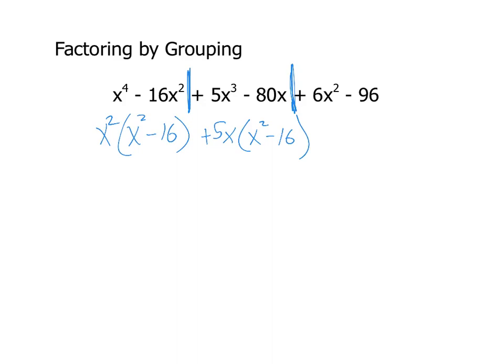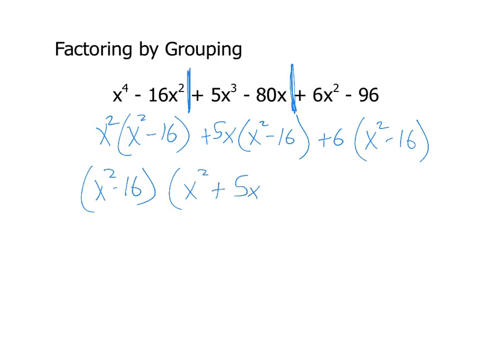And one last one then. I think I know what you're thinking. There's going to be another x squared minus 16 there. And in order to get the term above it, I need a positive 6. So yeah, one of my factors is x squared minus 16. The other factor, though, is x squared plus 5x plus 6. Pretty cool. Let's factor each of these now.